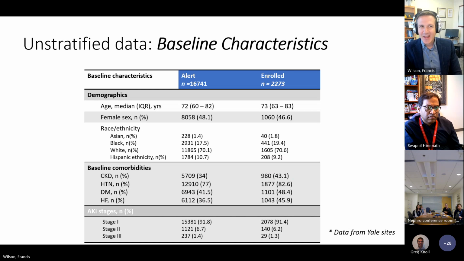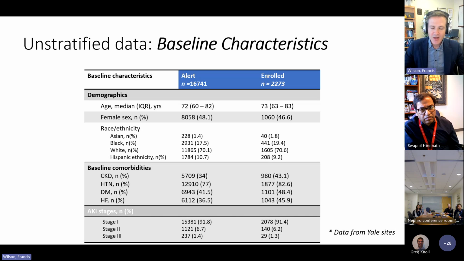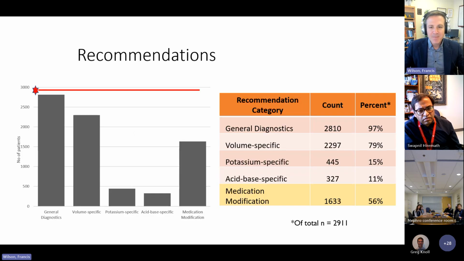And as you might expect, people who get AKI from their AM labs are not as sick as people who get AKI from other labs, because why are they getting other labs? Like, why are they getting PM labs? Why are they getting stat labs, et cetera? So we ended up changing our strategy in terms of recruitment to put more people on like weekends and nights and stuff like that. So this has improved a little bit, but almost everyone gets at least some recommendation.